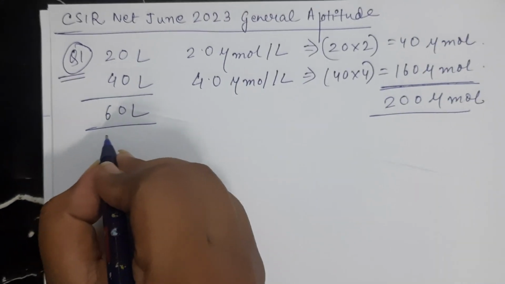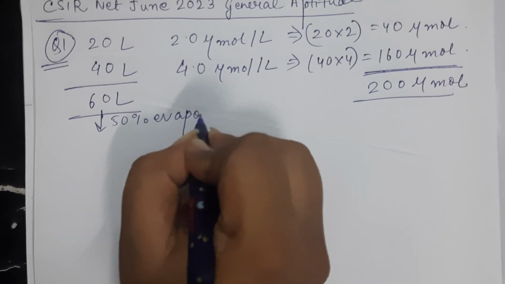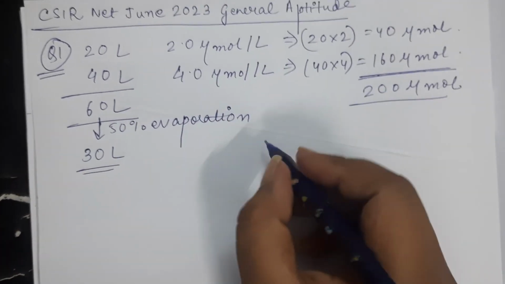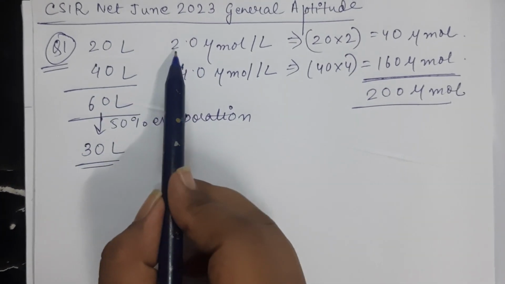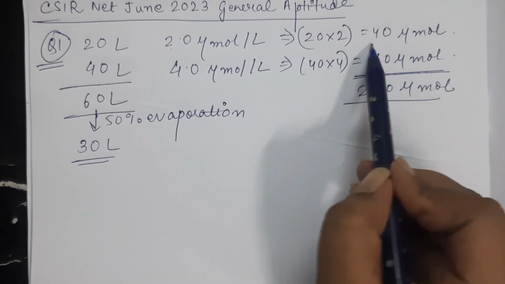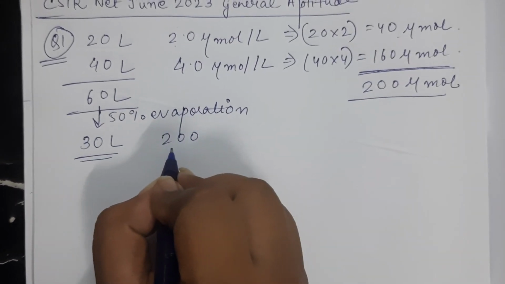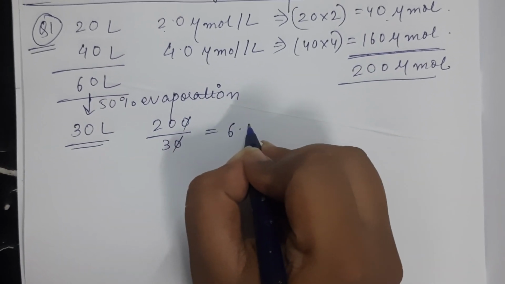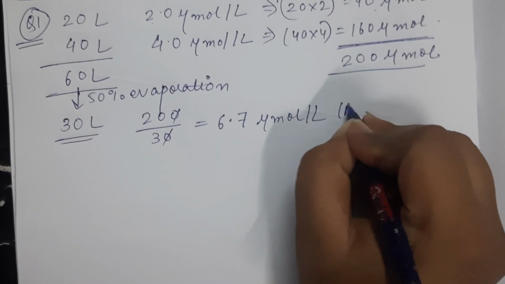Now 50% of the water is evaporated, which means after 50% evaporation, 30 liters of water remains. So the concentration per liter should be, here we had 2 millimole per liter. How did this concentration come? That is 40 millimole divided by 20. So here we have to do 200 divided by 30, that is 20 divided by 3, which is something like 6.67 or 6.7 millimole of sulfate ions per liter, and this is the correct answer.